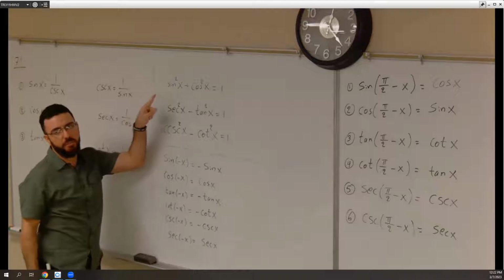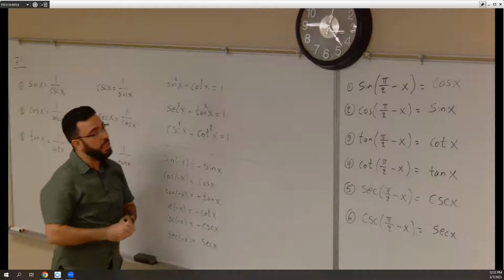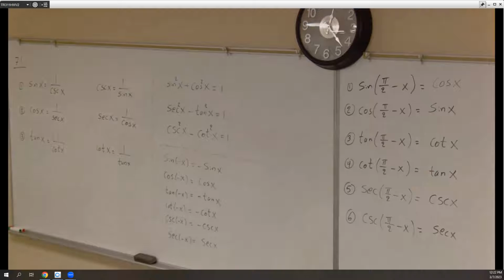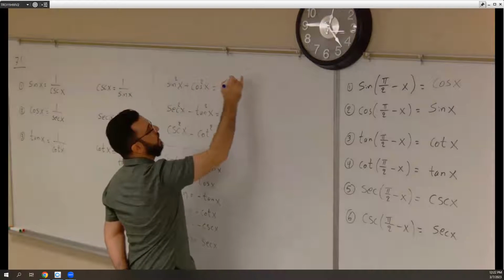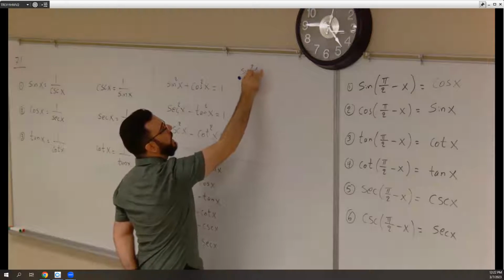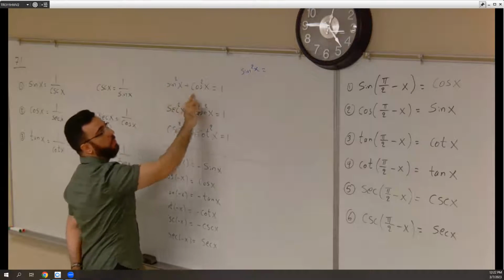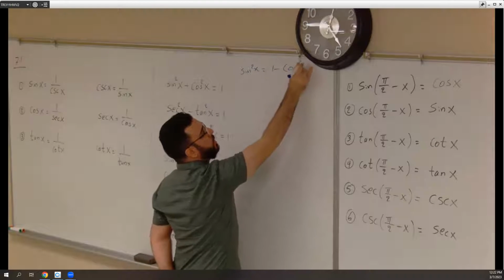Every time you have sine square plus cosine square, it's going to be equal to 1. In this case, if you need to find sine square x, I'm going to keep sine square x here and move the cosine to the other side. So it's going to be 1 minus cosine square x.